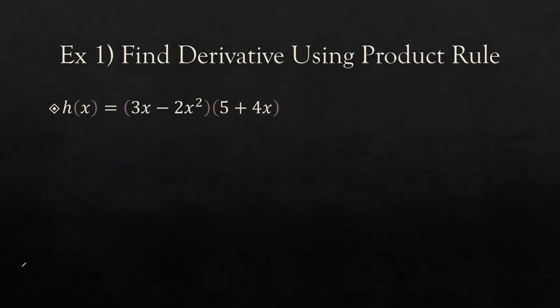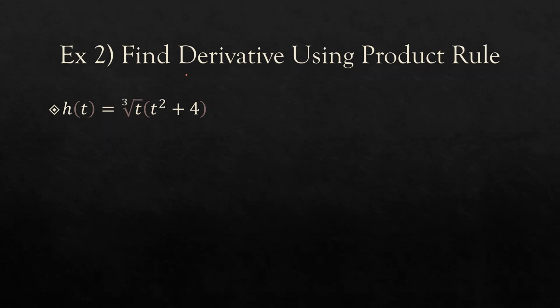Let's move on to example 2. Okay, so we have h of t equals the cube root of t times t squared plus 4. What you could do, if you didn't want to use the product rule, is FOIL this cube root of t and then take the derivative of each term, but the direction says to use product rule. So let's first figure out our f and our g. So my f is this whole thing, and then my g is this whole thing.